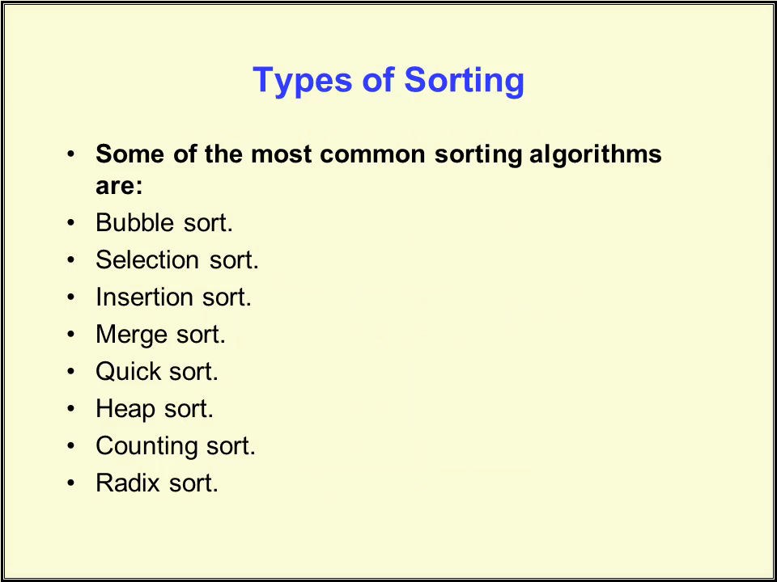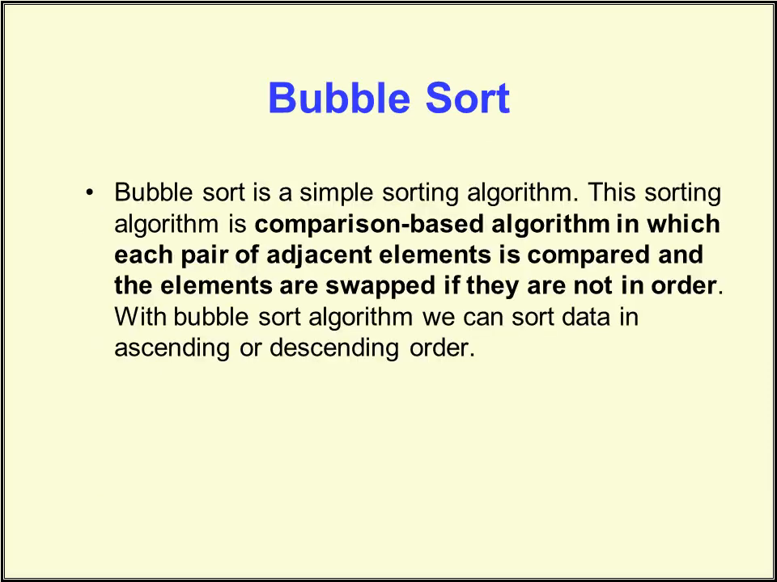We have so many types of sorting algorithms: bubble sort, selection sort, insertion sort, merge sort, quick sort, heap sort, counting sort and radix sort are examples of sorting techniques. User can choose any sorting technique to sort the data depending upon their choice. So first we discuss bubble sort technique.